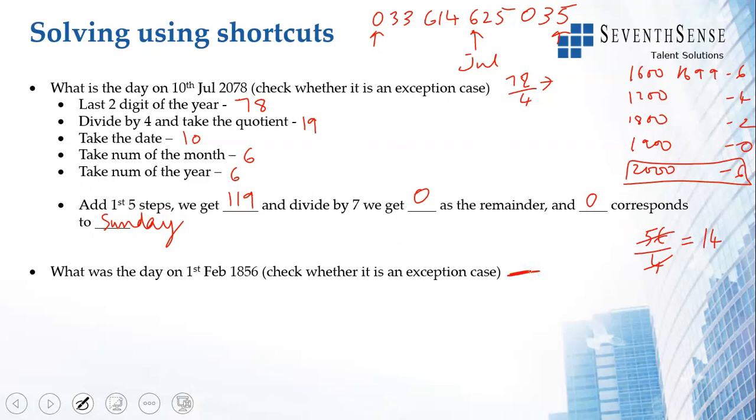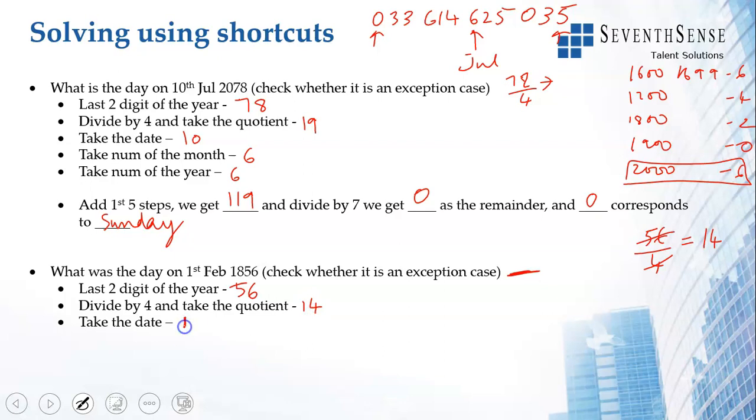So firstly, take the last two digits of the year, which is 56. You divide by 4. 56 by 4 is 14. You write the quotient. Don't write the remainder here. It's the quotient. You take the date, which is 1st Feb, 1. For Feb, the month code is 3. And for the year 1856, we have the year code as 2. And add this. 56 plus 14 is 70, 71, 74, 76.